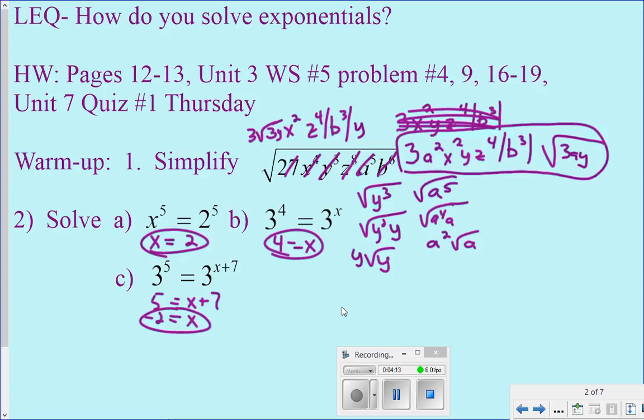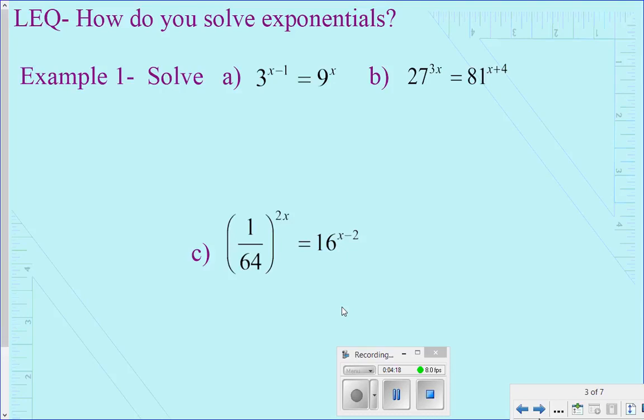So in class, we did some more similar to that, but again, a little bit more difficult. So this first one, copy that in your notes. The process is similar, although I don't have the same base. So I can't just say x minus 1 equals x. I can't do that yet because the bases aren't the same.